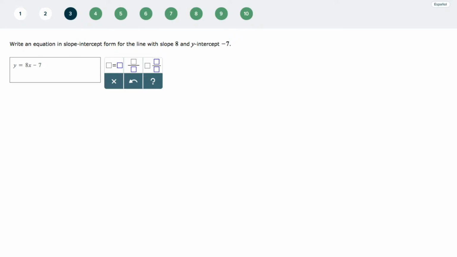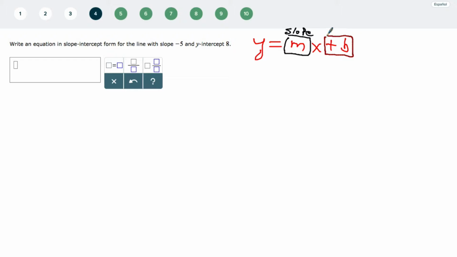Number 4. Write an equation in slope-intercept form with the slope and the y-intercept. Again, slope-intercept form is y equals mx plus b, where our slope is right here. So that's slope. And our y-intercept is right there.